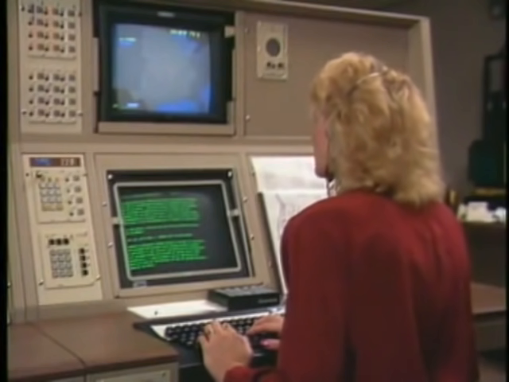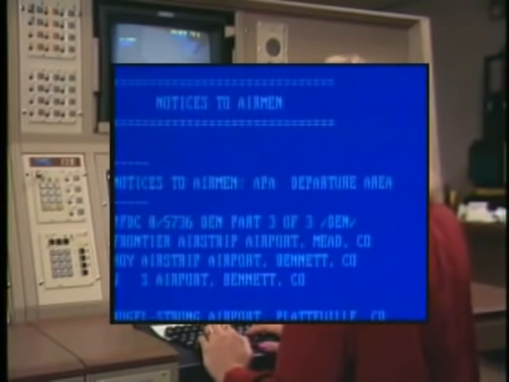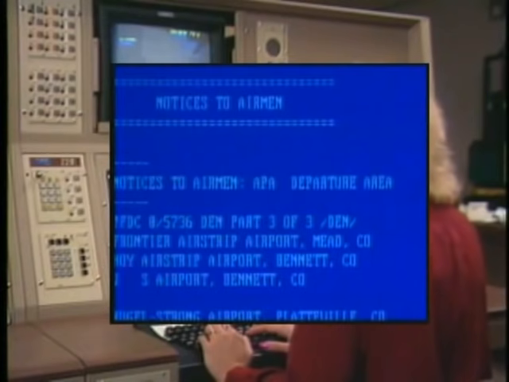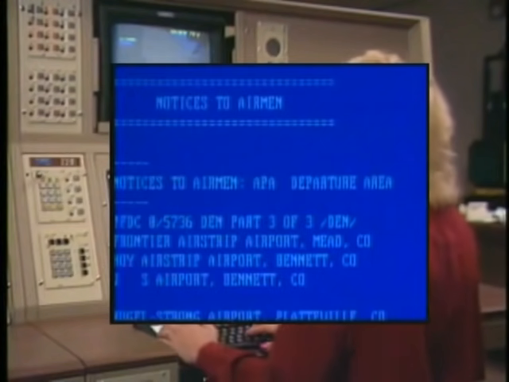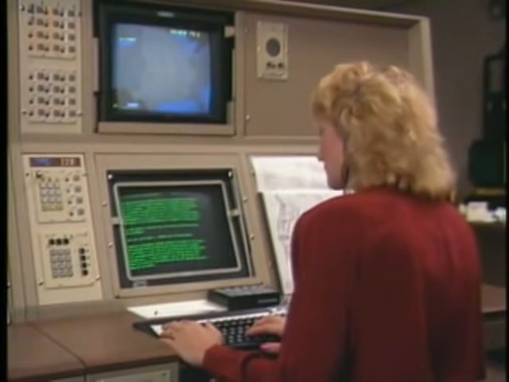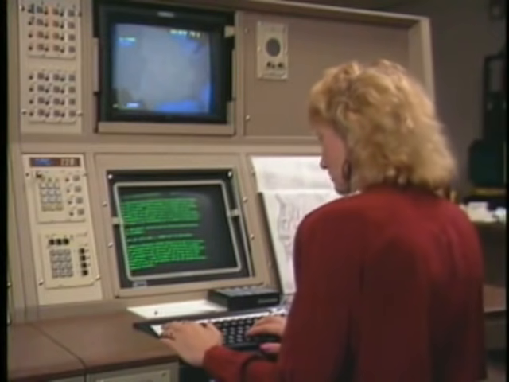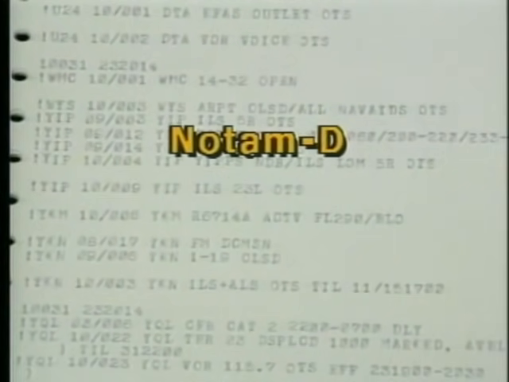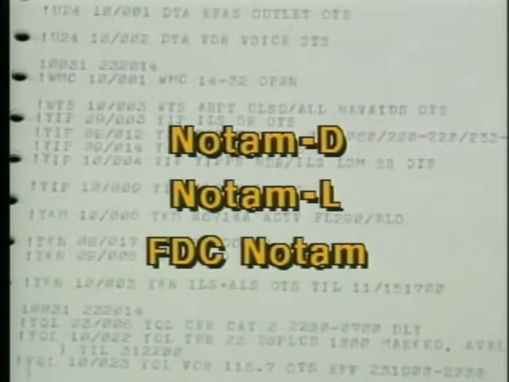The Notices to Airmen publication and the NOTAM Telecommunications Network are designed to pass along changes in the National Airspace System. These changes are either temporary or not available in time to include in other documents, such as the Airport Facility Directory or aeronautical charts. A NOTAM may be classified as either a NOTAM D, NOTAM L, or an FDC NOTAM.